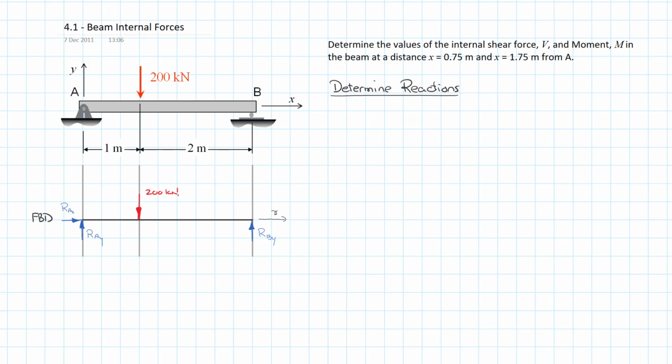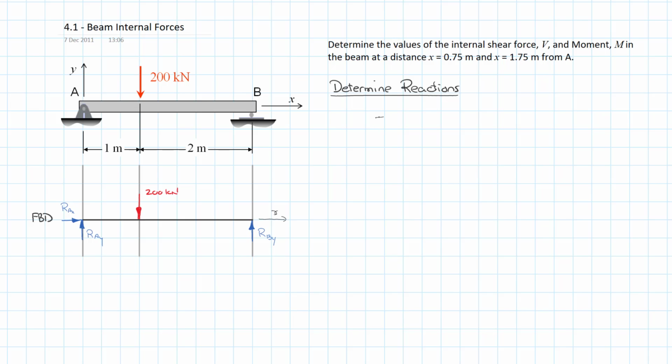1 meter mark. And what the problem is asking us to do is to look at the internal shear force, denoted by V, and the bending moment, denoted by M, in the beam at two different spots, one at x equals 0.75 meters and one at x equals 1.75 meters, really looking at either side of the point load so that we can get that. So let's get on about doing the reaction so we can jump in here.